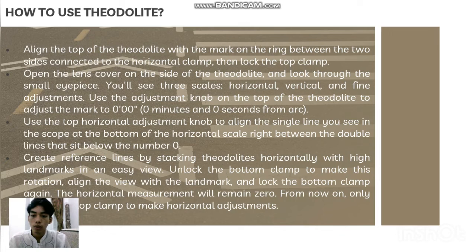Align the view with the landmark and lock the bottom clamp again. The horizontal measurement will remain 0 from now on. Use the knob clamp to make horizontal adjustments.